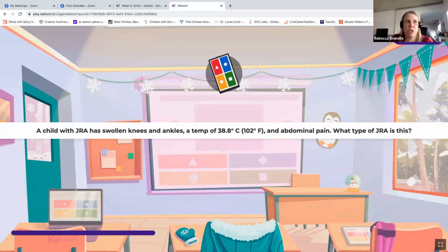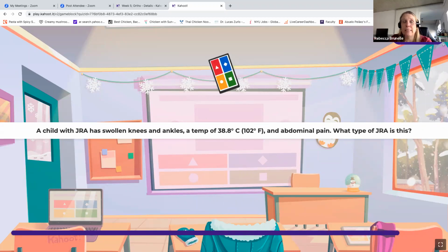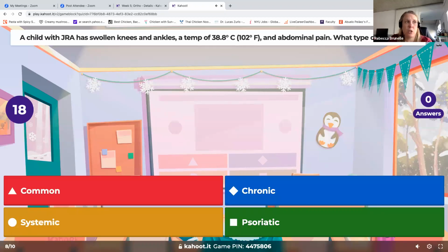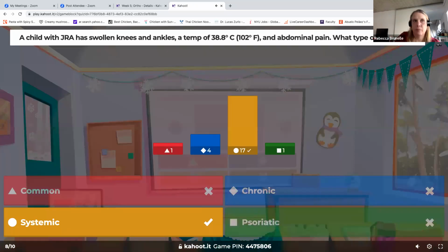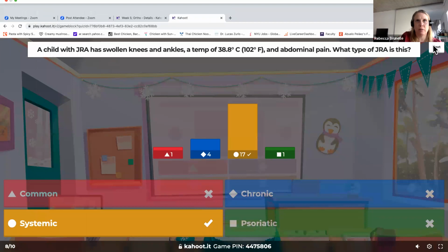A child with JRA has swollen knees and ankles, a temp of 38.8, and abdominal pain. Which type of JRA is this? Common, systemic, chronic, or psoriatic? Right, so that's the systemic. Thinking about the fevers and abdominal pain, it's not just the joints, that's systemic.